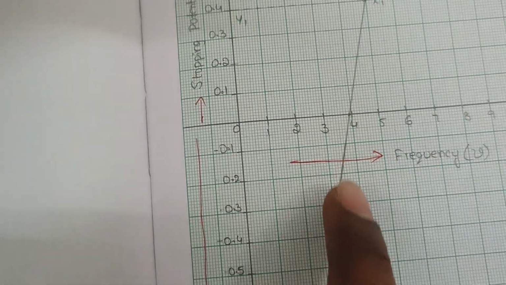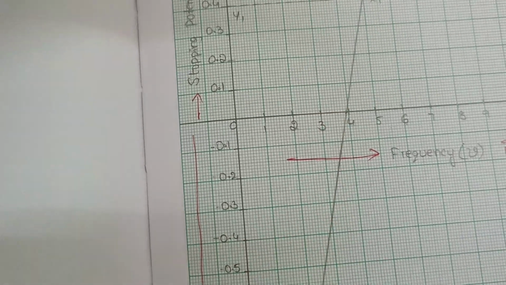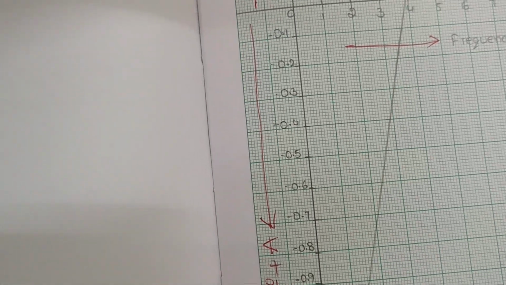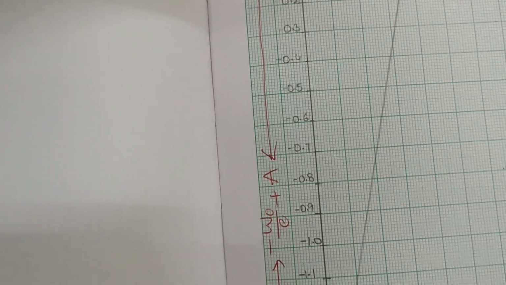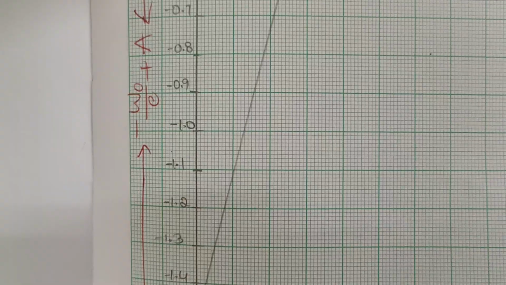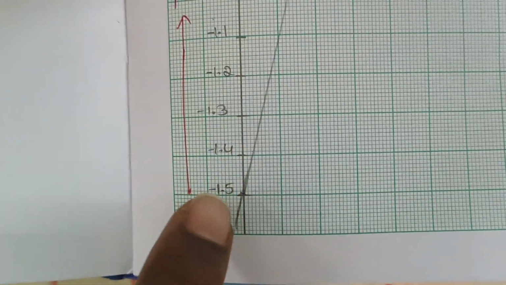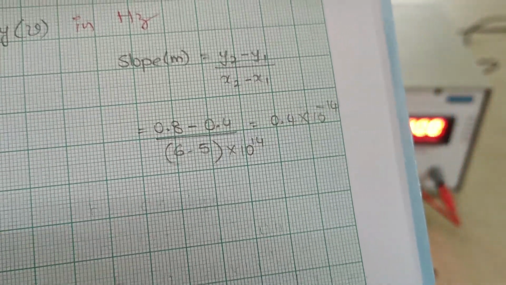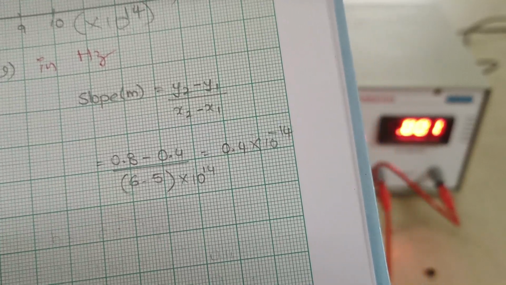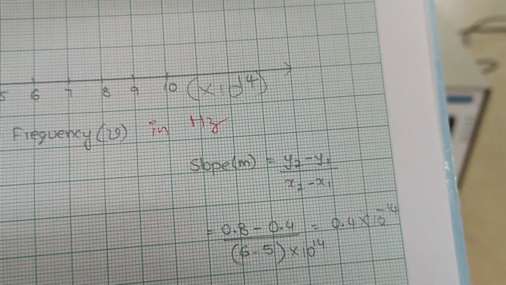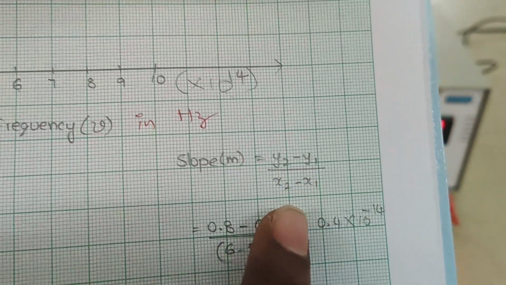That graph cuts the x-axis at some point, and the same graph if you extend it cuts the negative y-axis at some point. Here it cuts the y-axis at minus 1.5. Once this graph is completed, take the slope of this straight line with the formula y2 minus y1 by x2 minus x1.